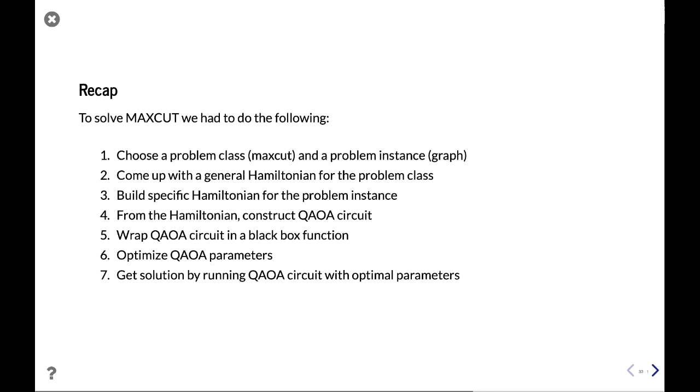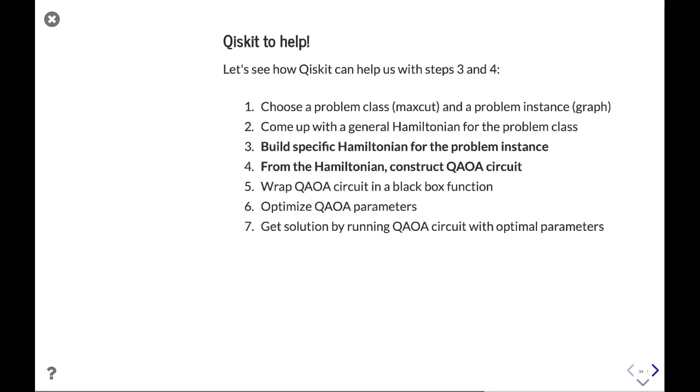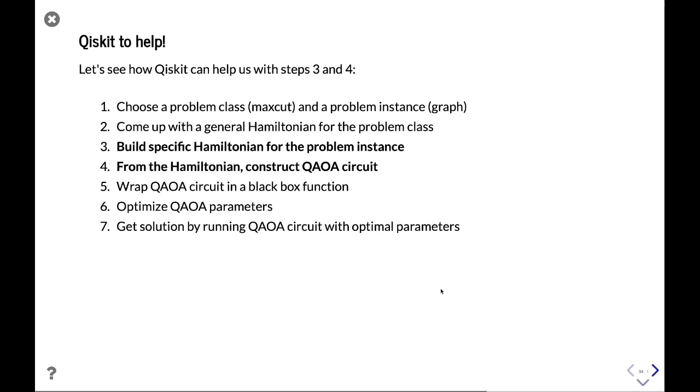From the Hamiltonian, we constructed the QAOA circuit, wrapped the QAOA circuit in a black box function, and used a SciPy method to optimize QAOA parameters. And finally, we sampled the solution by running the QAOA circuit with optimized parameters. In general, all of these 7 steps can be handled by Qiskit with their high-level declarative interface. But I'm only going to show you today how to keep steps 3 and 4 by using Qiskit's Hamiltonian functions.